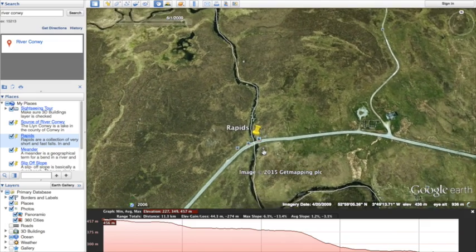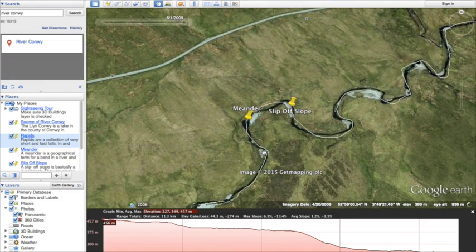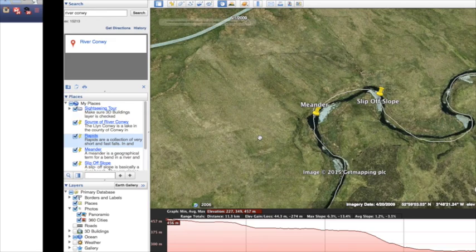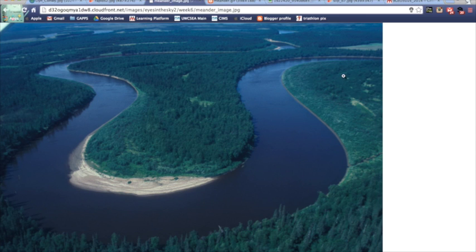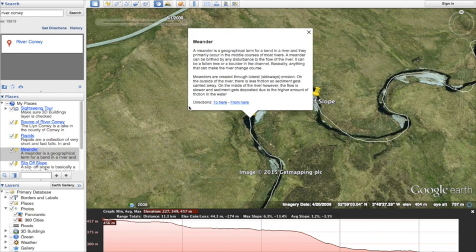So on to our next landform, which is a bit downstream, and it is the meander. So let me just show you what a meander looks like first. This is a meander. A meander is a geographical term for a bend in a river, and they primarily occur in the middle courses of most rivers. A meander can be birthed by any disturbance to the flow of the river. It can be a fallen tree or a boulder in the channel, basically anything that can make the river change course even slightly. Meanders are created through lateral, sideways erosion.